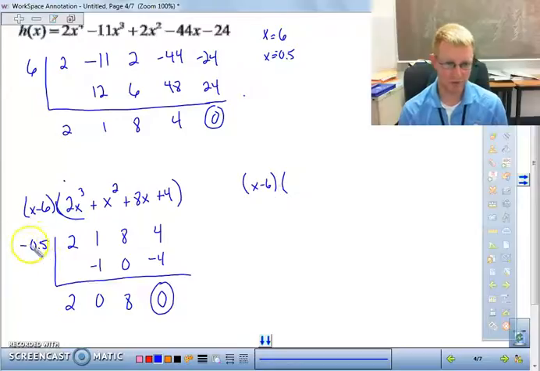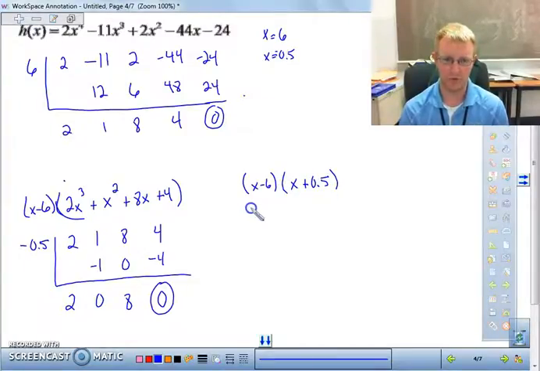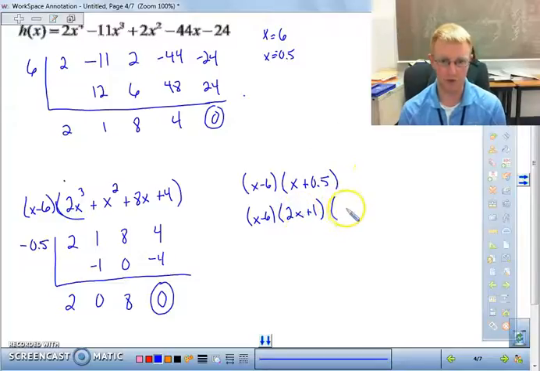If we have negative 0.5 as one of our zeros, but we really don't want decimals or fractions here, what we can do is multiply everything by 2. So instead of it being x plus 0.5, it'll be x minus 6, 2x plus 1. That's what would yield us a negative 0.5. And then what we are left over with is 2x squared plus, and then it's 0x, so it's just going to be plus 8.